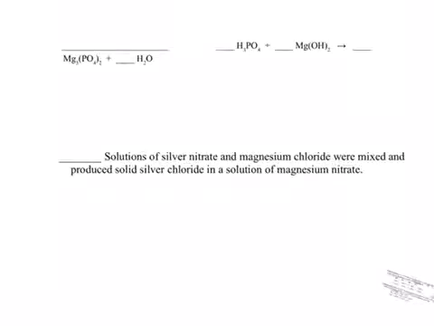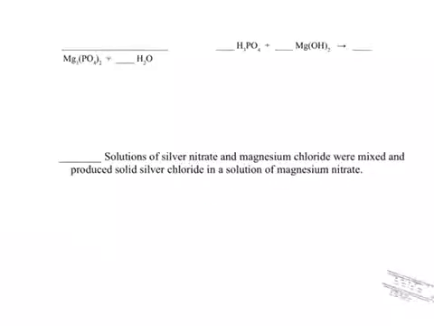So here we have two reactions. We're going to figure out if they are neutralization double replacement or just double replacement. So remember, in a neutralization reaction, you must have an acid reacting with a base. So the first one is phosphoric acid reacting with magnesium hydroxide to form magnesium phosphate and water. The second example is silver nitrate reacting with magnesium chloride to form silver chloride and magnesium nitrate.